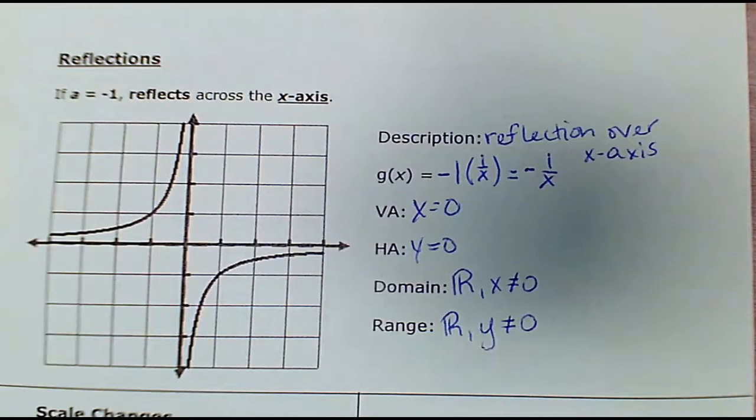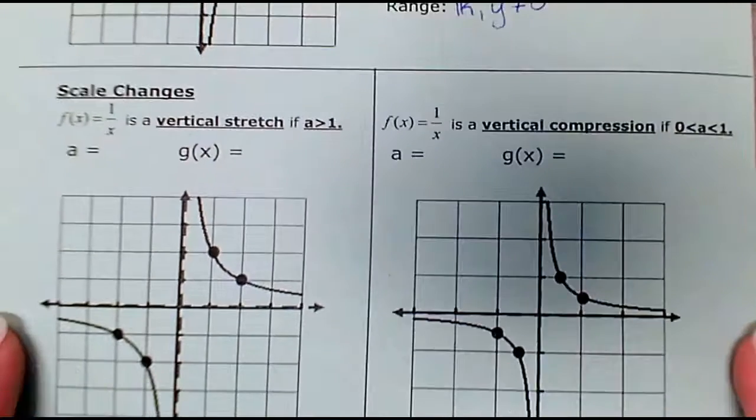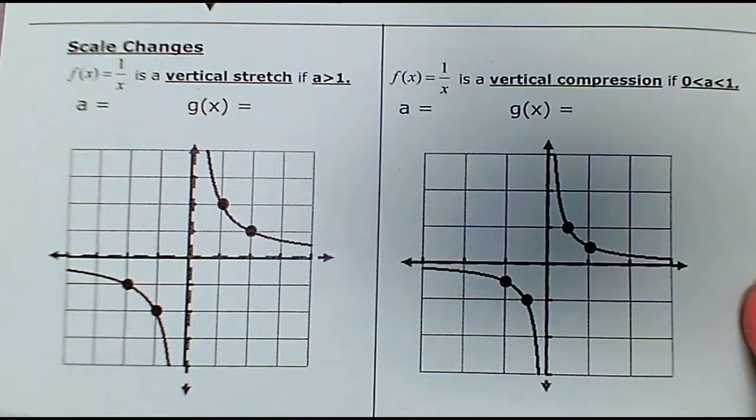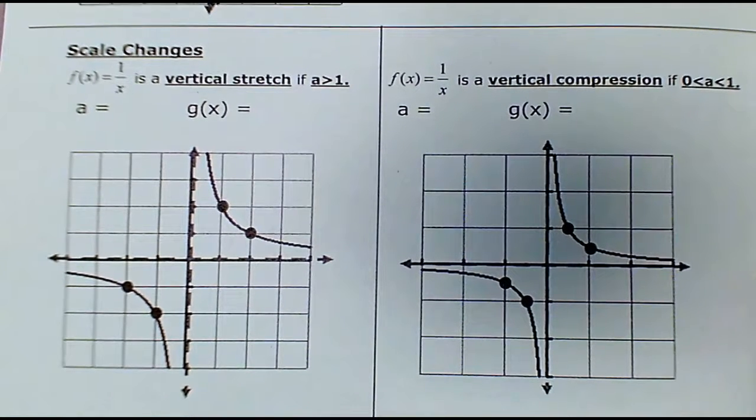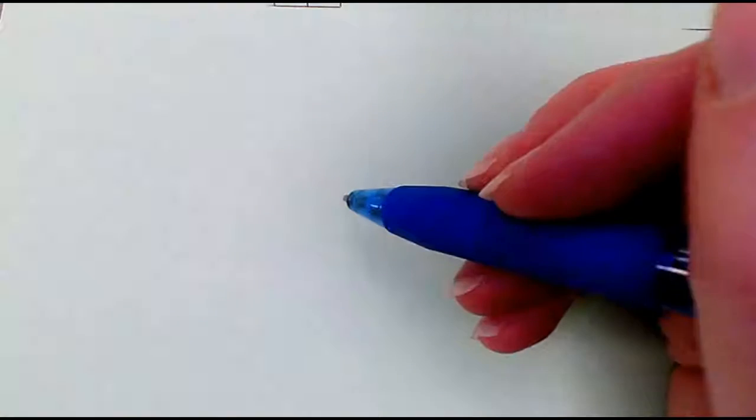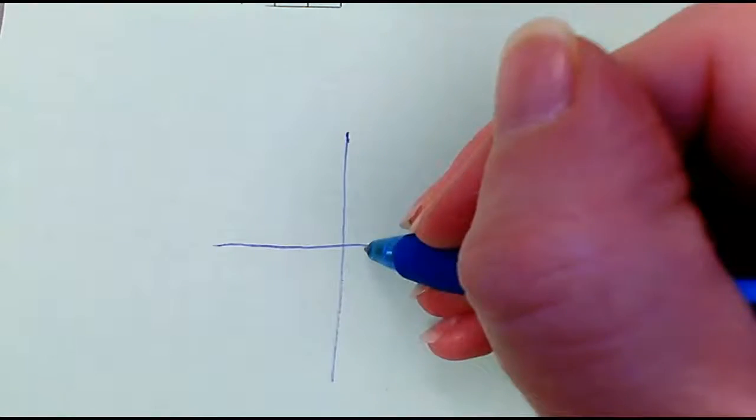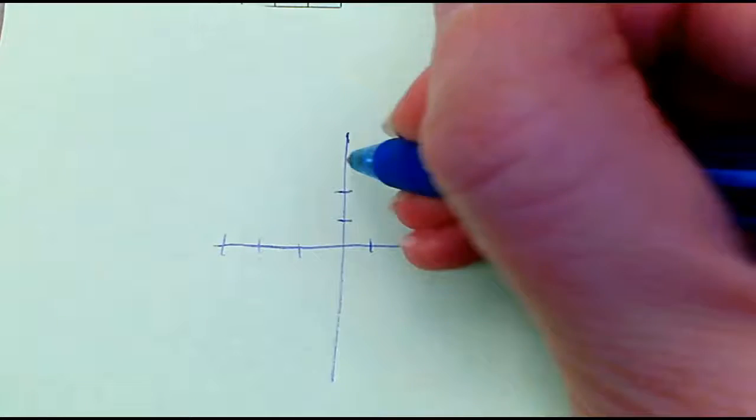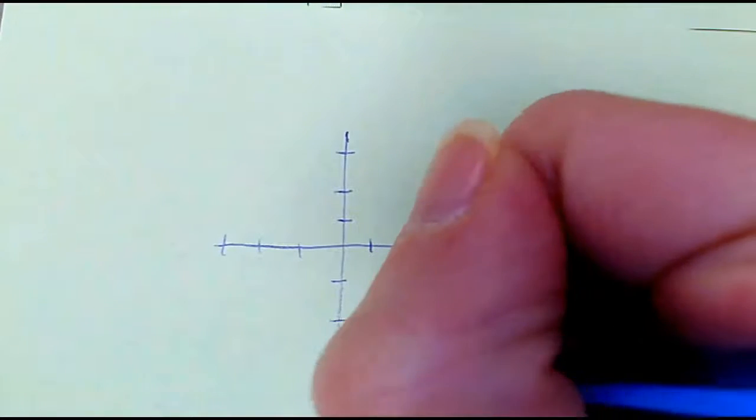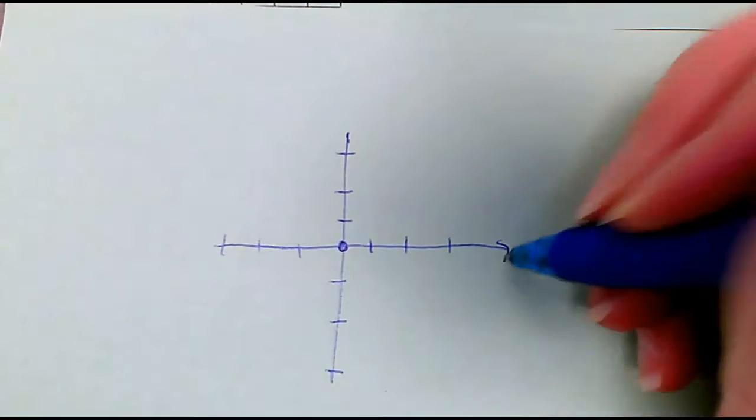Okay. All right, let's go talk about scale changes. So stretching and compressing. Do you remember when we talked about transformations with parabolas? And we talked about the parent function, which, for a parabola, has a vertex of what? 0, 0, correct?